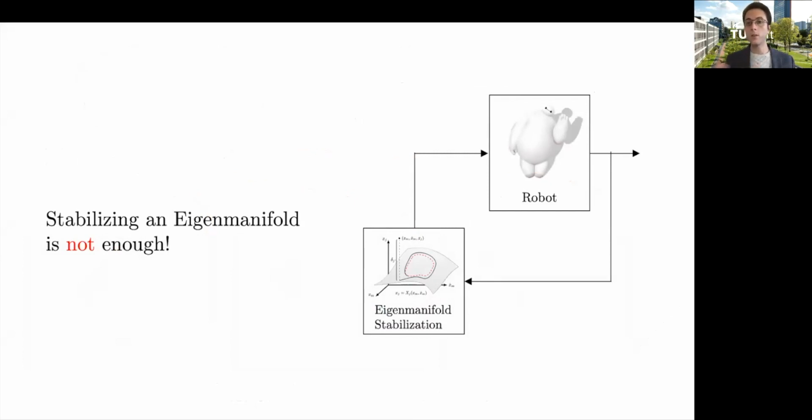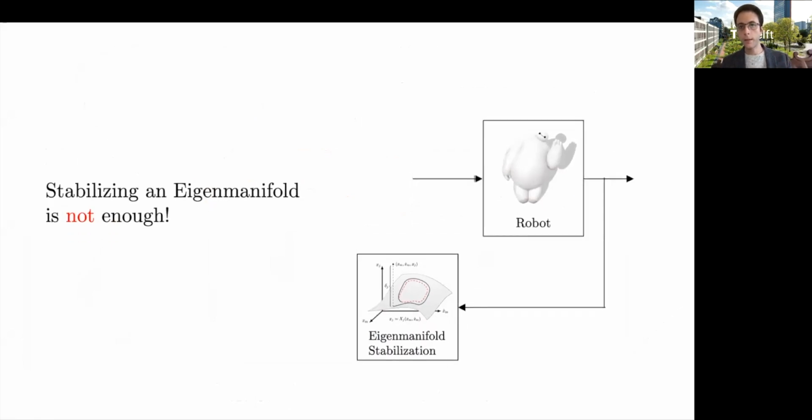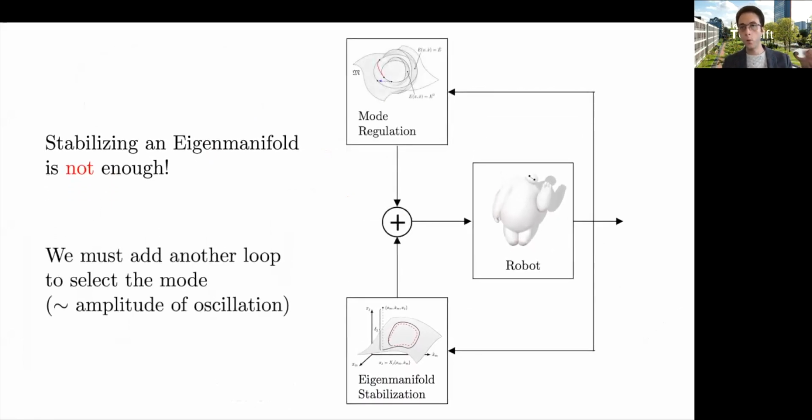Stabilizing the eigenmanifold is thus clearly not enough, because our system will end up evolving on one of these modes for a specific selected eigenmanifold. But I want to be able to specify which of these modes, so which amplitude of the oscillations, or more specifically, which is the energy of our oscillation. So we need to think of another loop that regulates the energy.